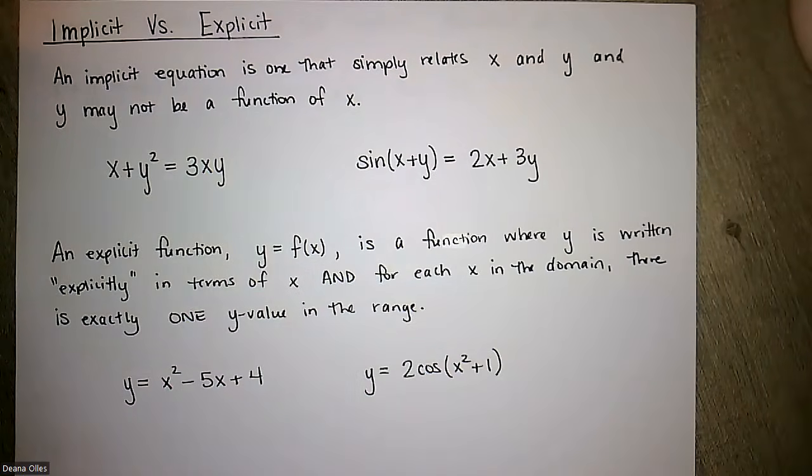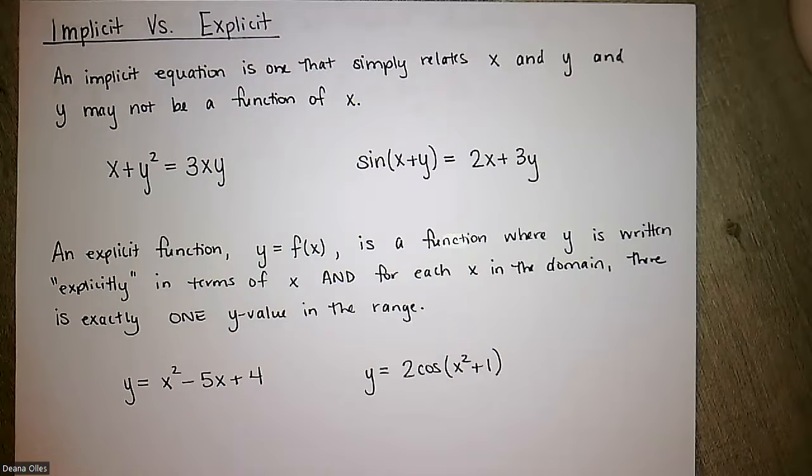So there's a difference between the words implicit versus explicit. We're going to talk about these as we get into what we call implicit differentiation. An implicit equation is one that basically relates x and y, and that doesn't necessarily mean that y can be written as a function of x by the definition of the word function. Some implicit equations can be written explicitly, but not necessarily all of them, obviously.